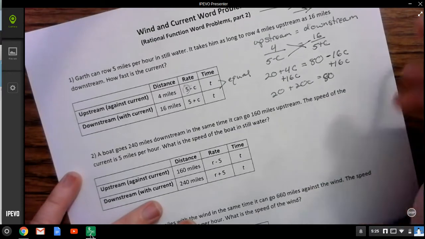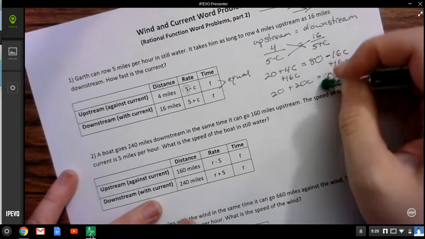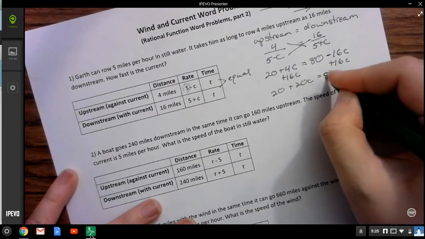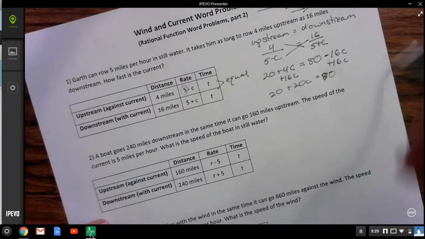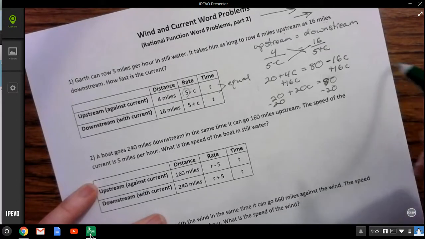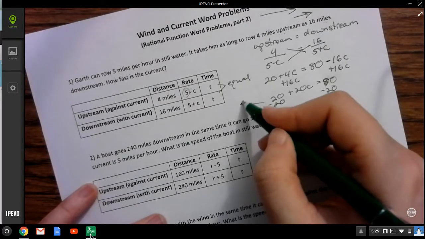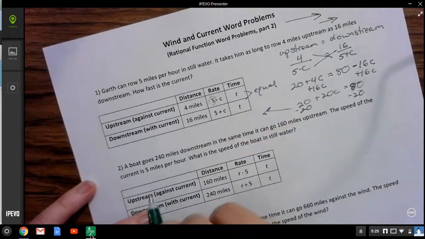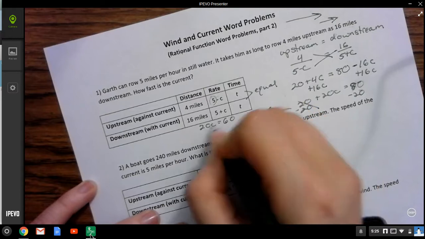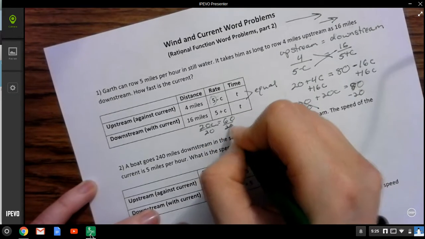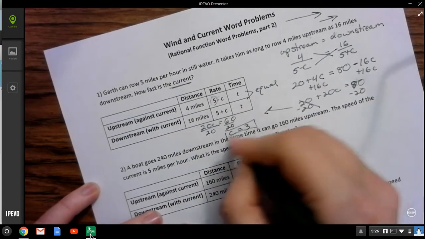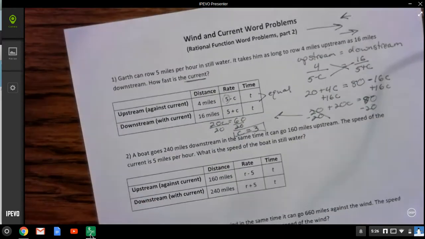Let me try that again. 80. And I'm almost there. I need to subtract 20 and then divide by 20. So I have 20c equals 60. Divide by 20. C equals 3. So the current goes 3 miles an hour.